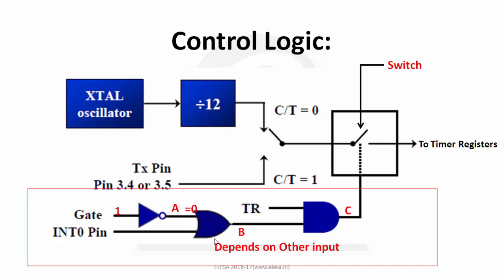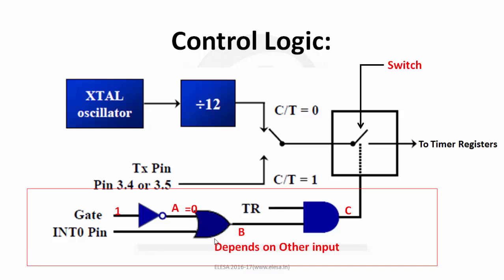Now when the external interrupt pin is 1, we will get B equals 1. Have a caution here. While working on an external source for triggering the timer, you need to keep the TR signal equal to 1 so that the output of the AND gate depends only on the output of the OR gate, that is the B signal, which will thereby control the switch.